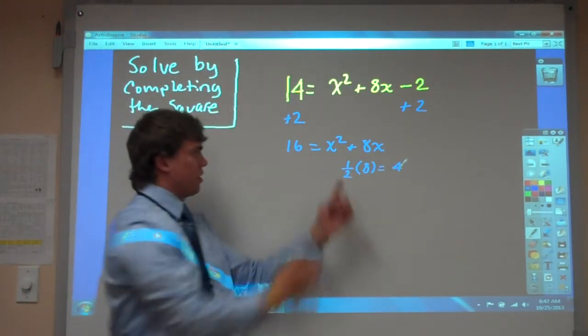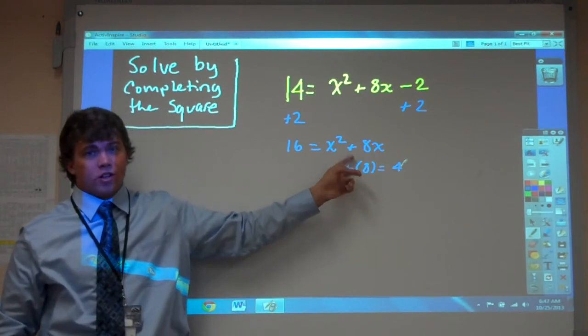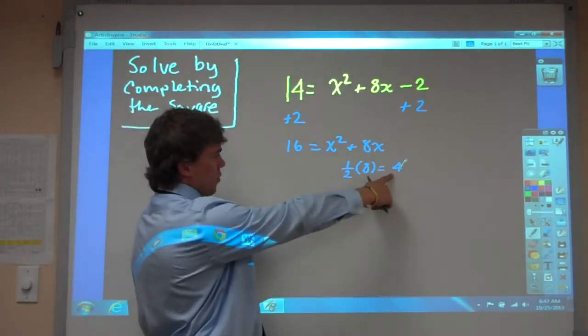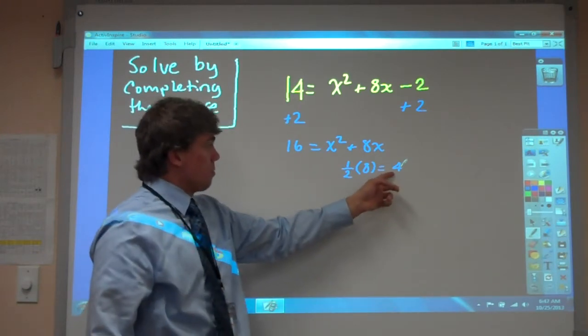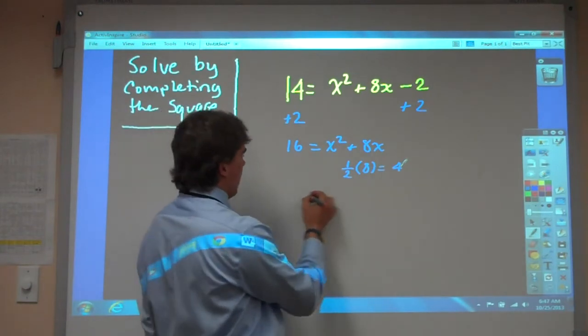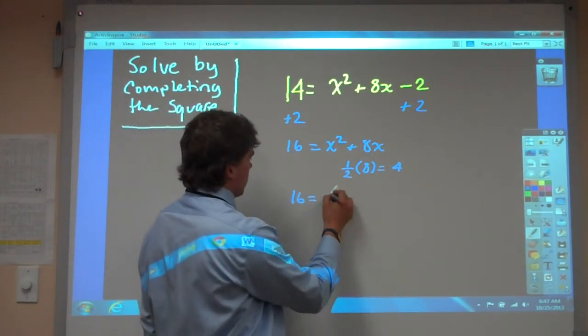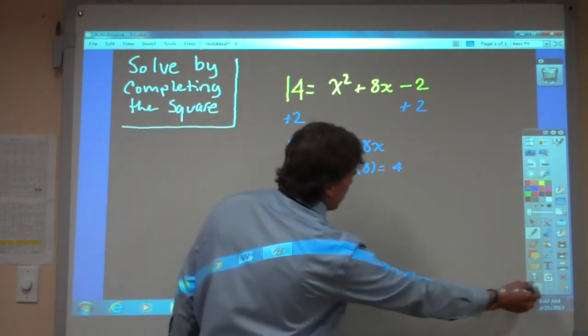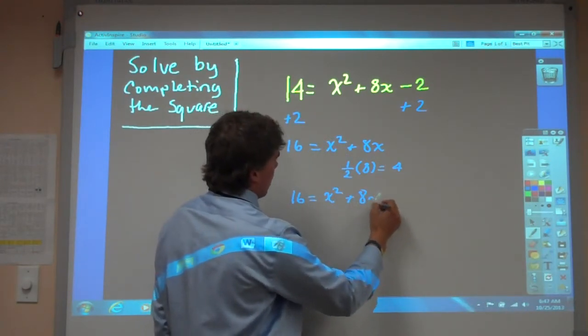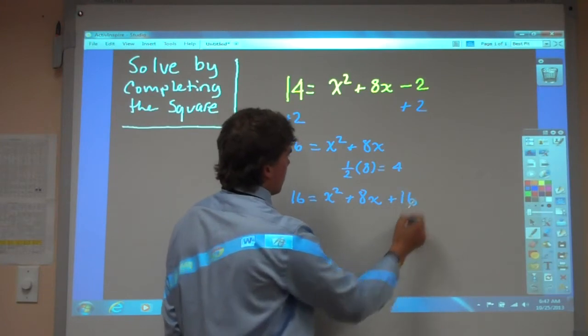It's important to make sure that you look at this sign. Make sure you keep your signs. Sign errors will destroy you. So we've gotten this 4. And in order to make it a perfect square, we're going to square it. So now we will have 16 equals x squared plus 8x plus 16.